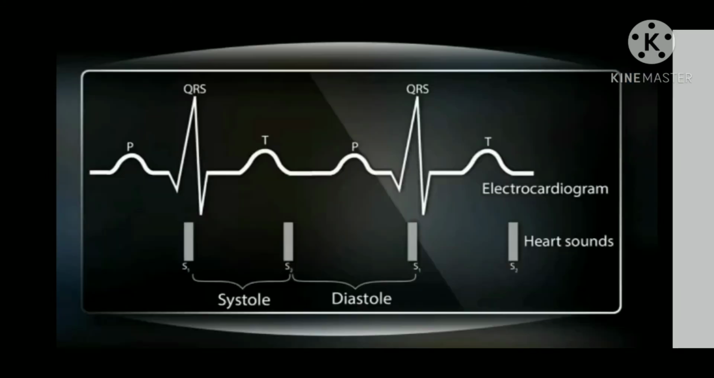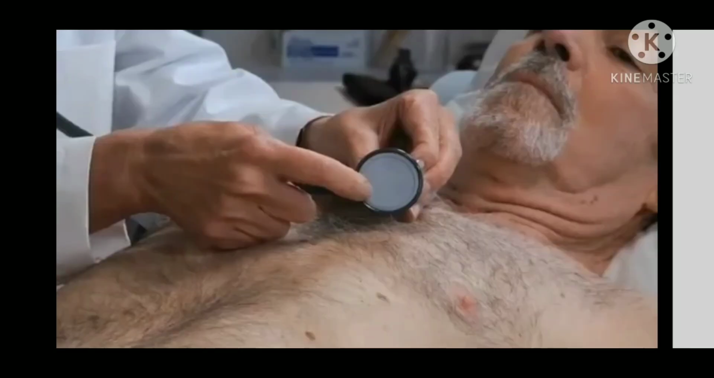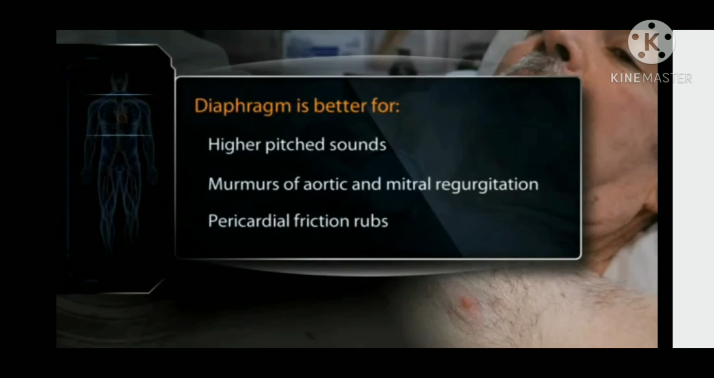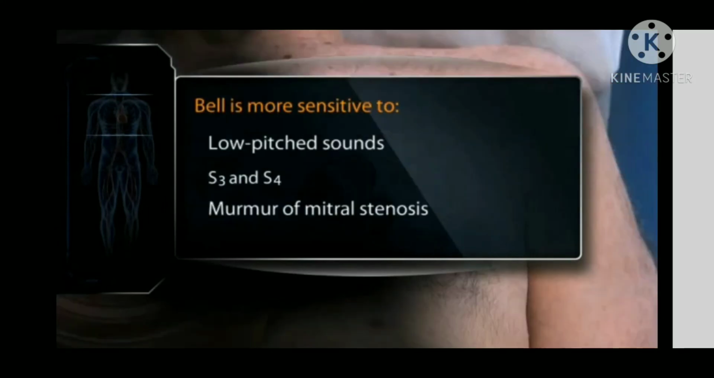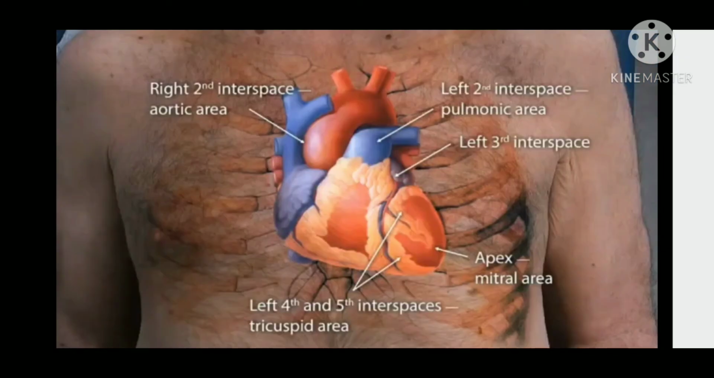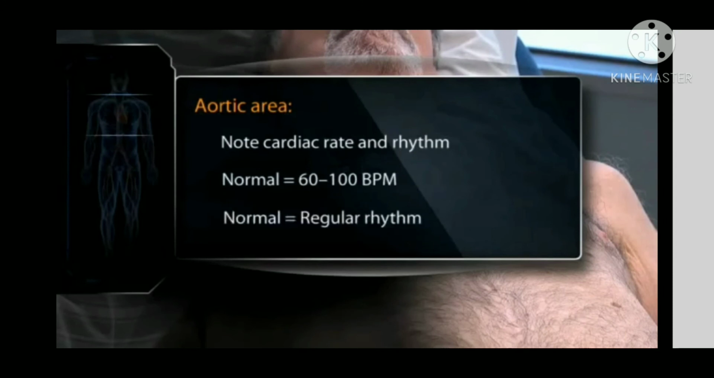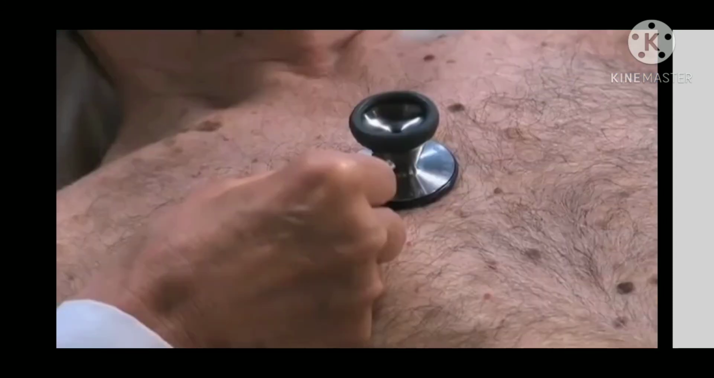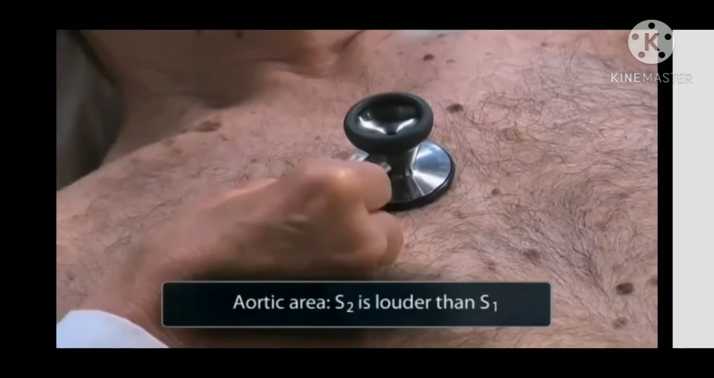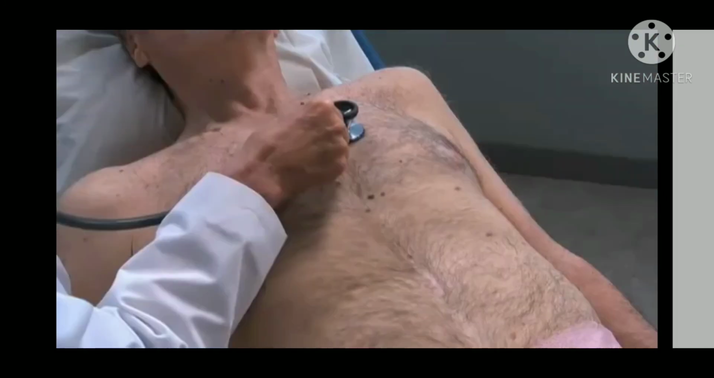Auscultation of heart sounds is an important skill that leads directly to important clinical diagnosis. Closure of the heart valves creates a pair of audible heart sounds: first sound S1, second sound S2. This graphic represents the ventricular systole that occurs between S1 and S2. Ventricular diastole occurs between S2 and S1.